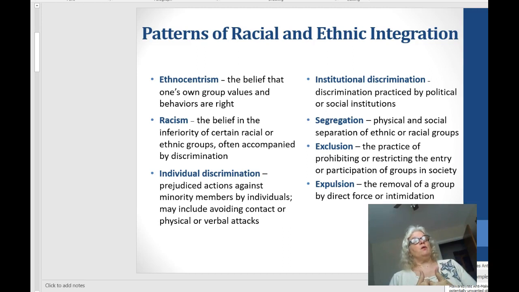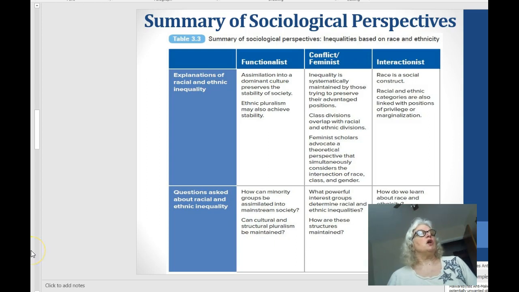And then we have expel, where we expel people out and we remove the group by direct force, sending them out. And we have similar situations such as when we set up camps for people of certain ethnic background during the point of war. So, what is the issue that comes on here? As we start looking at the social perspectives, we're going to jump to those.